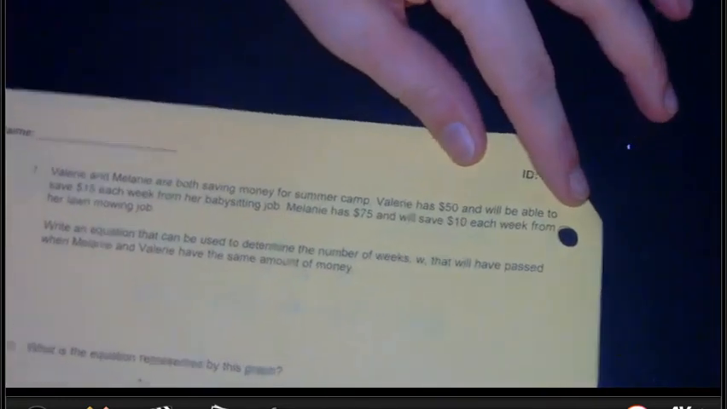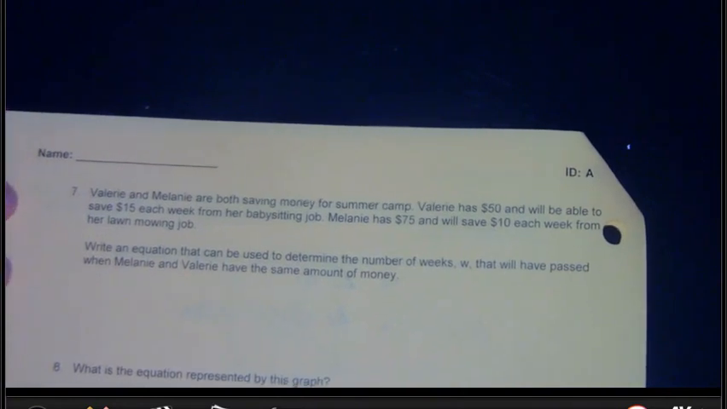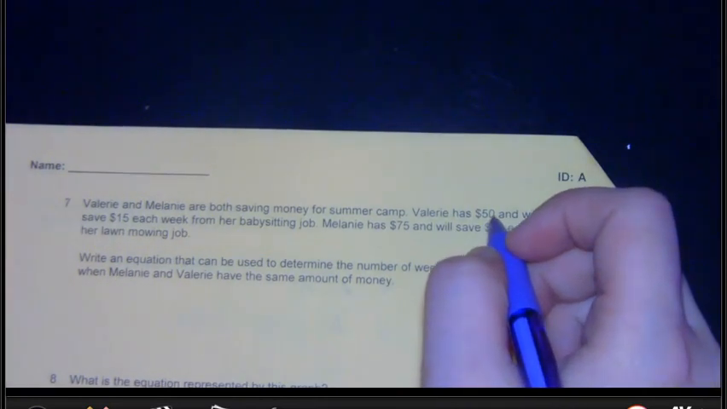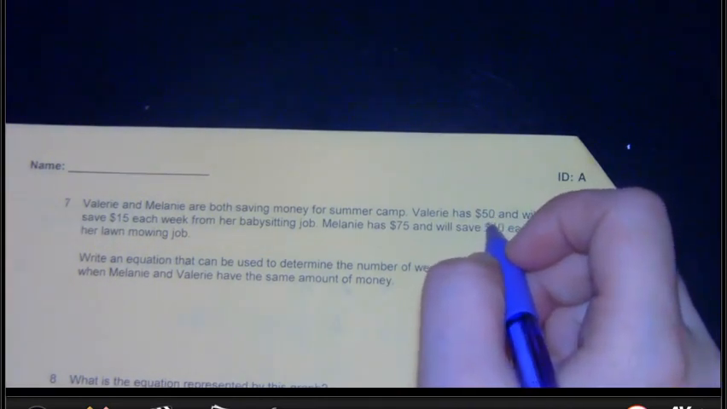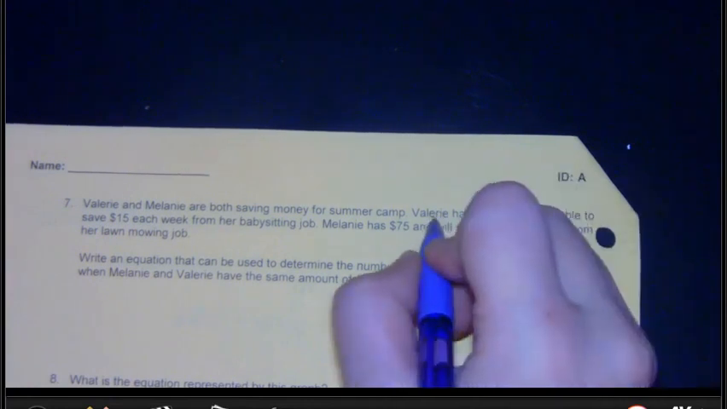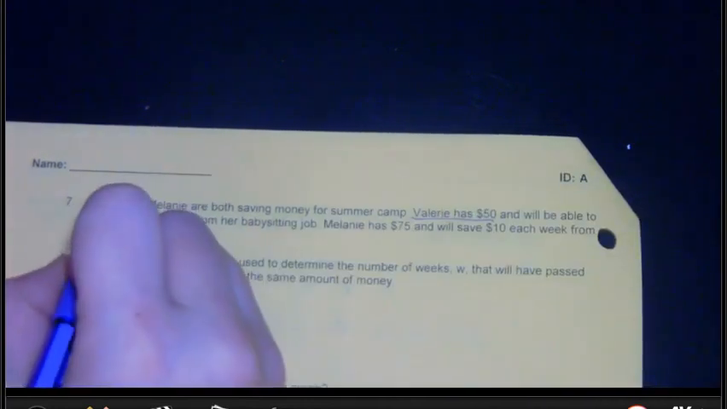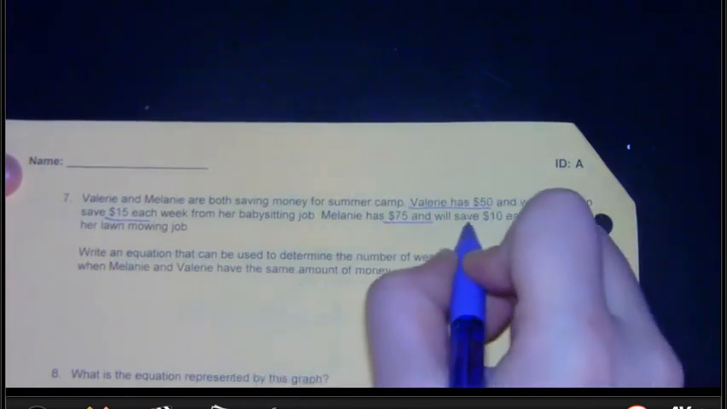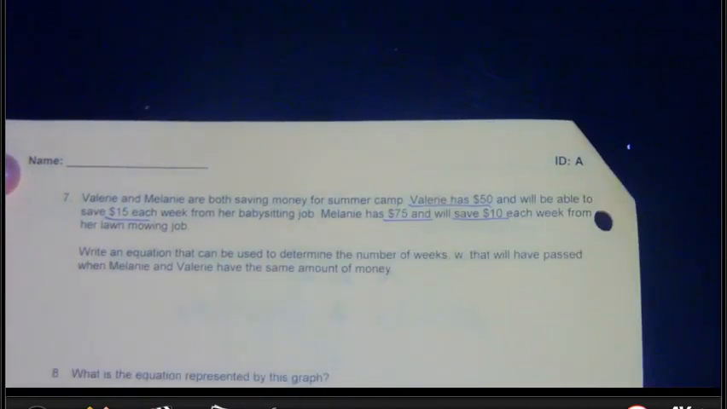All right, number 7. Vanessa and Melanie are both saving money for summer camp. Valerie and Melanie, not Melissa. Wow, I did not look at that. Valerie has $50 and will be able to save $15 each week for her babysitting job. Melanie has $75 and will save $10 each week for her lawn mowing job.